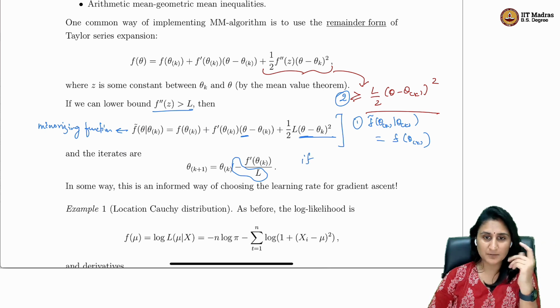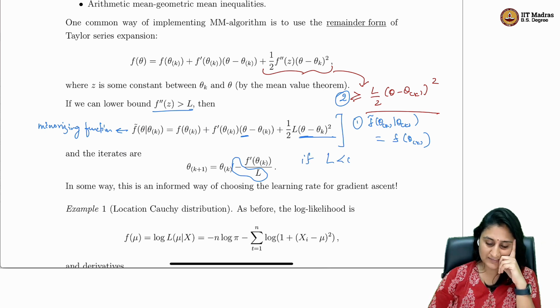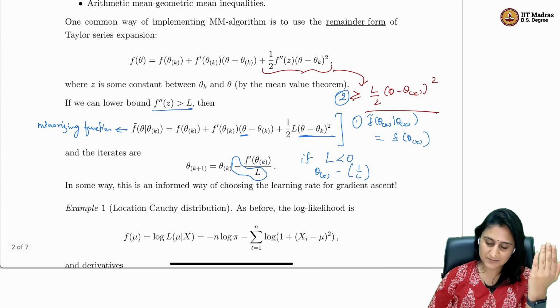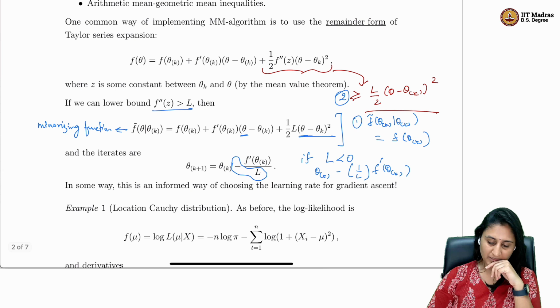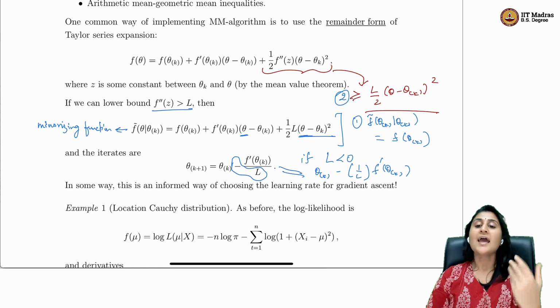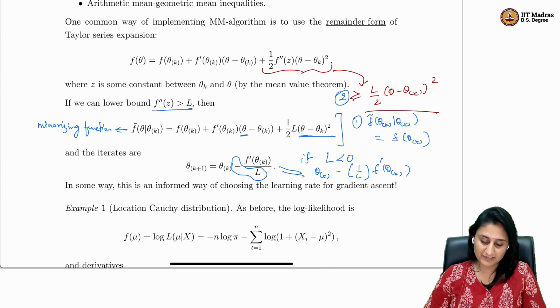Okay, so if L, for example, is negative, there's no reason for L to be positive, so if L is less than 0, then what I have is theta k minus 1 by L, which is a negative number, so it becomes plus f prime theta k. Okay. This is what the next iteration is going to look like, and it basically gives you an informed way of choosing the learning rate for gradient descent.